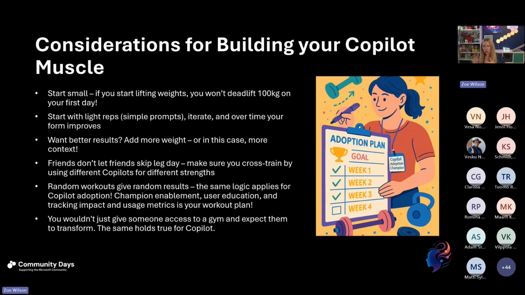Make sure you cross-train across the different Copilots for the different strengths. Understand which part of the ecosystem you need to show up in, depending upon the goal that you're trying to achieve. And in the same way that going to the gym and just doing a random workout every day or every week is not really going to give you proper results, the same thing goes for Copilot adoption as well. So think about the champion enablement. Think about putting in place a structured, teams-based guidance approach. Look at tracking, look at usage metrics, talk to people and surface the ways that they're using it and try to quantify the value.